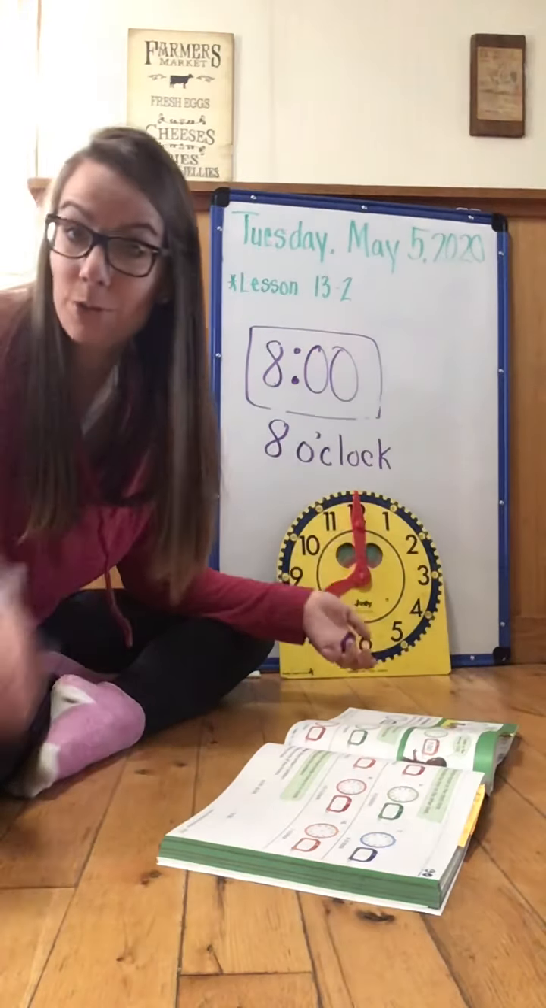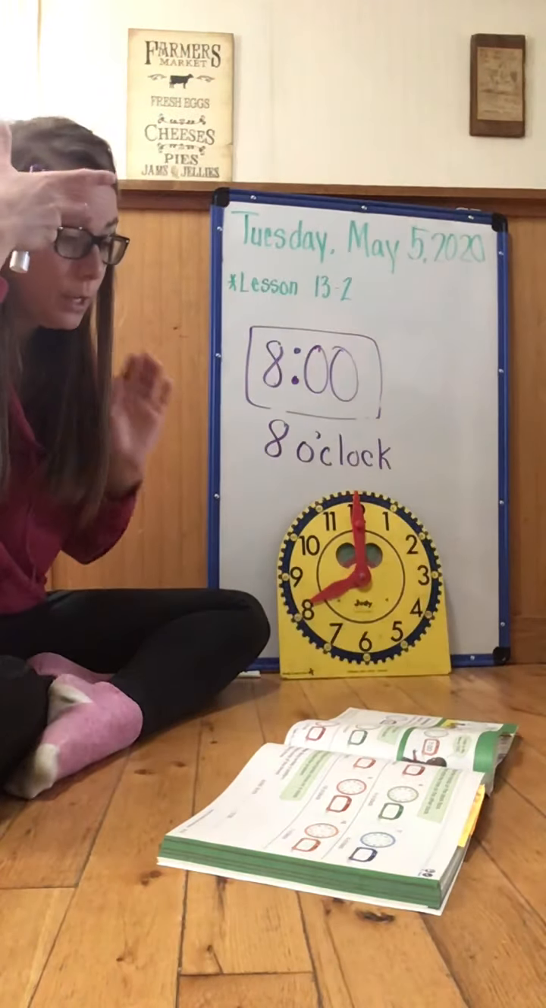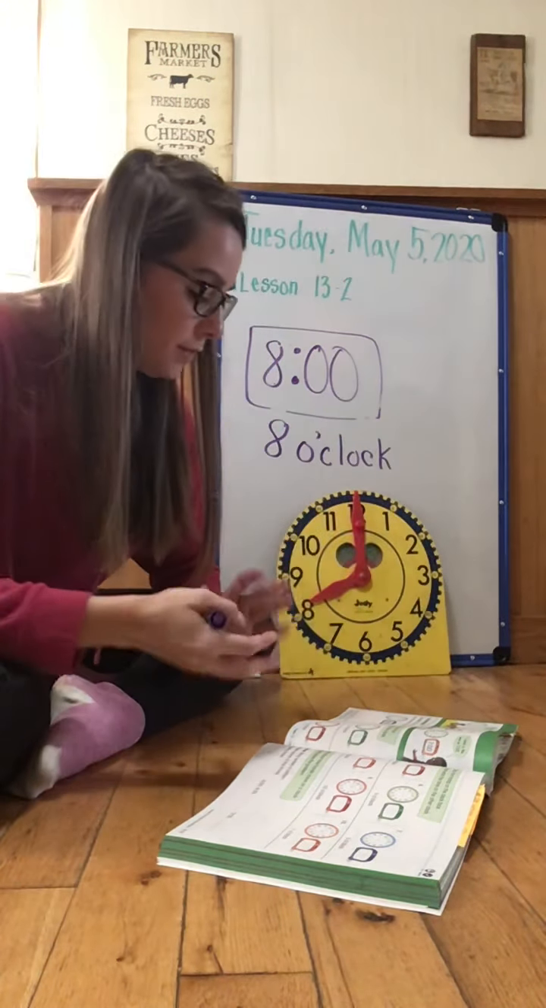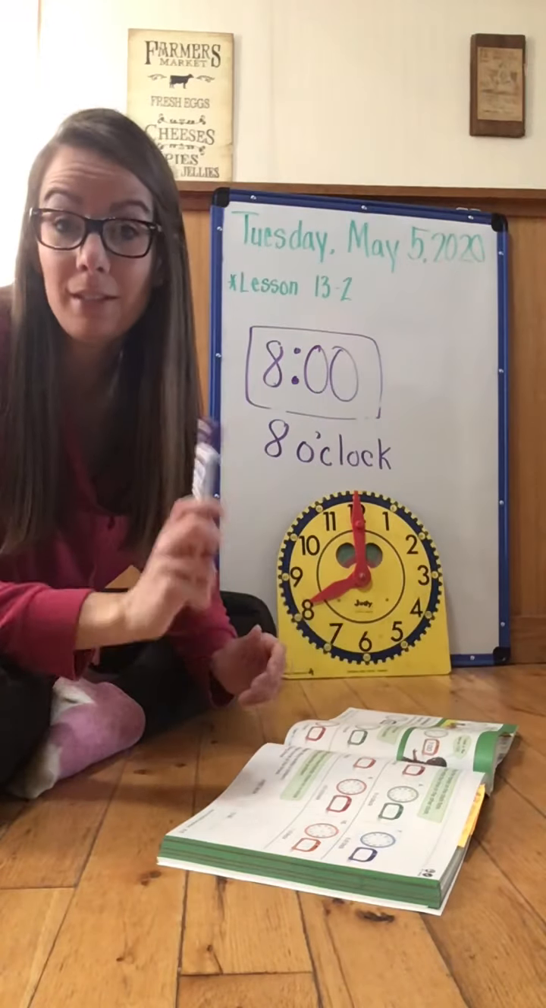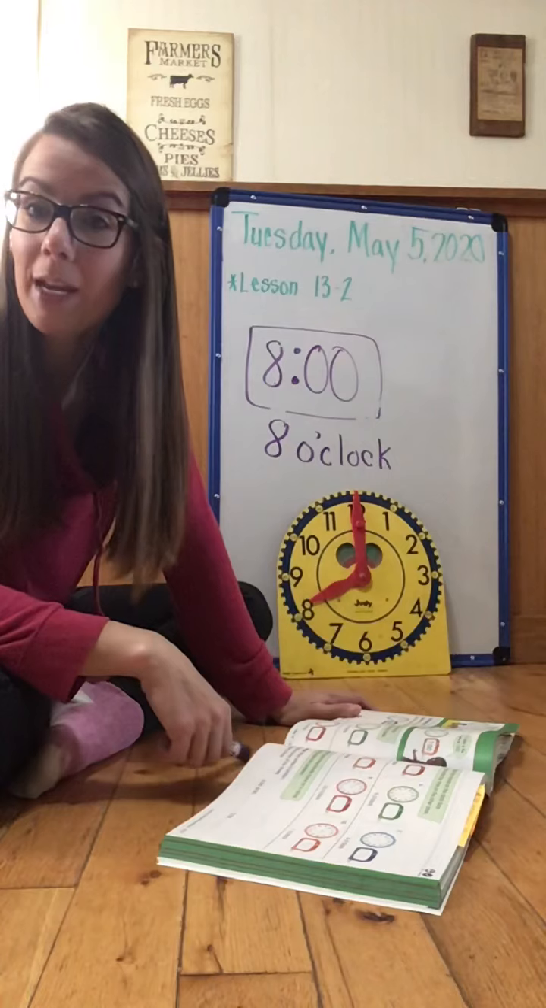Did you ever know there were so many different ways to tell time and write the time down? So again, for today in your Envisions math book, you're going to do 716 and 717. And we will continue all week with telling time.